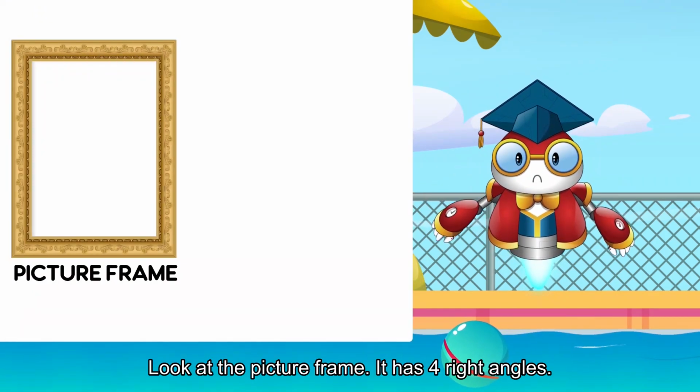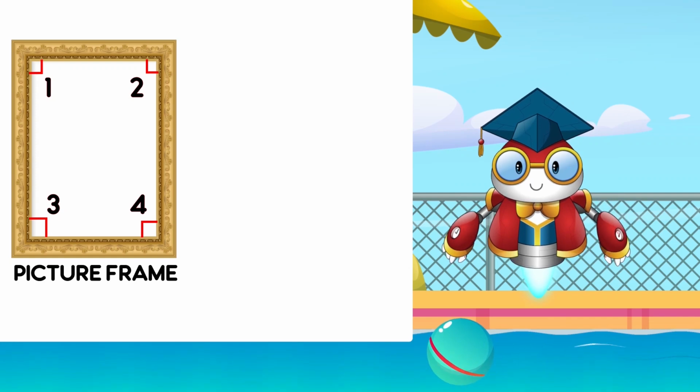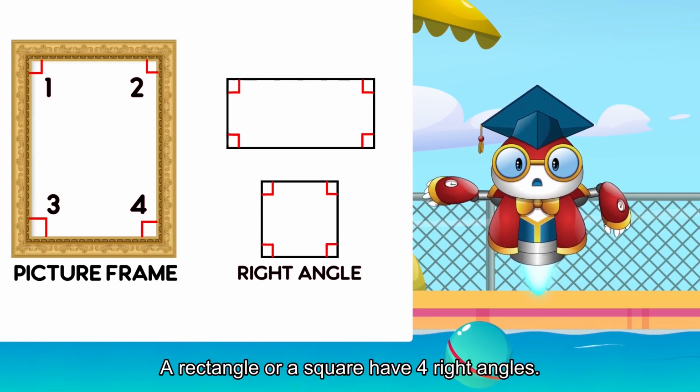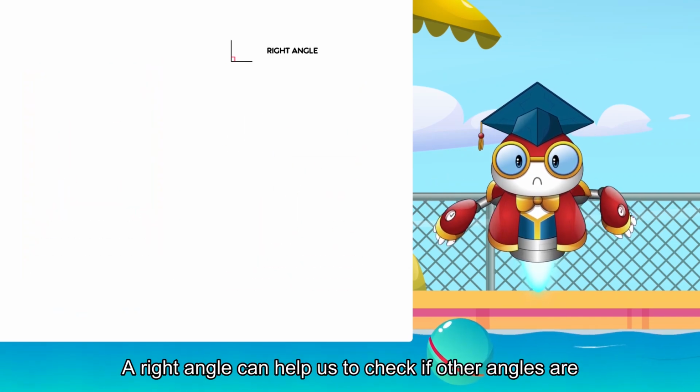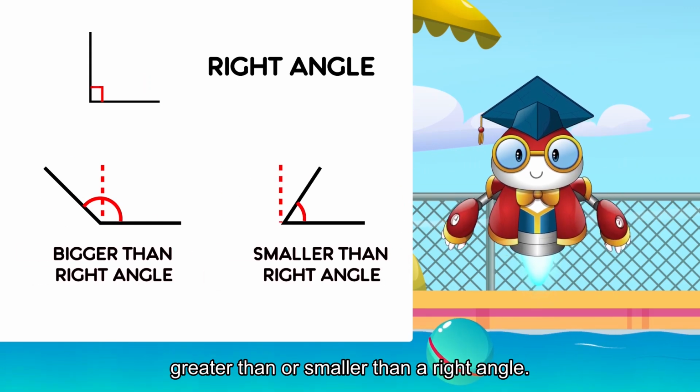Look at the picture frame. It has 4 right angles. A rectangle or a square has 4 right angles. A right angle can help us check if other angles are greater than or smaller than a right angle.